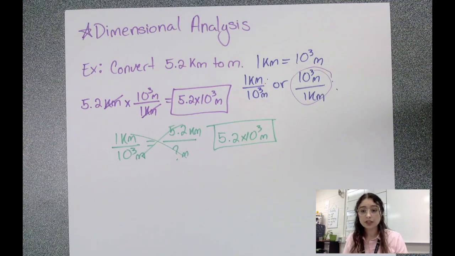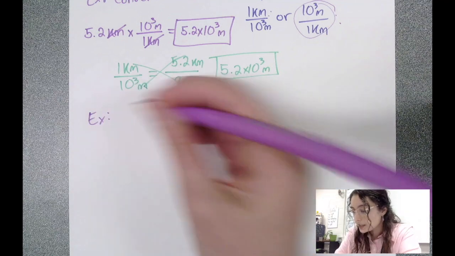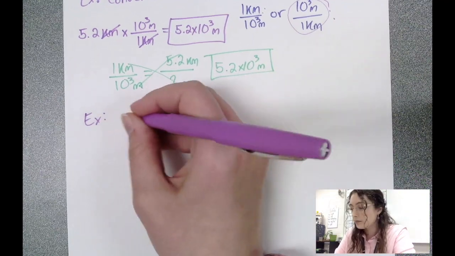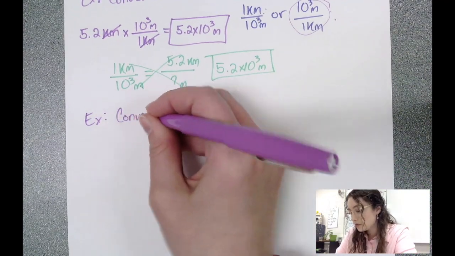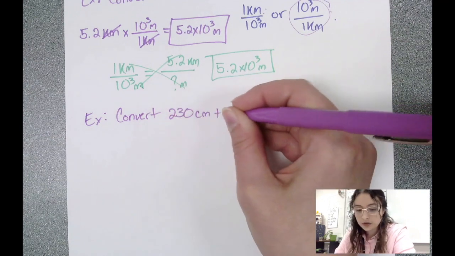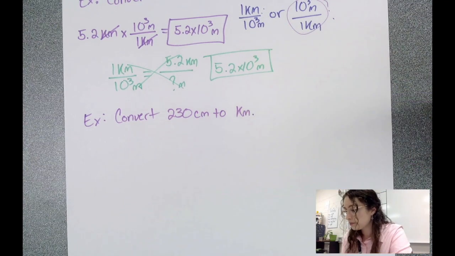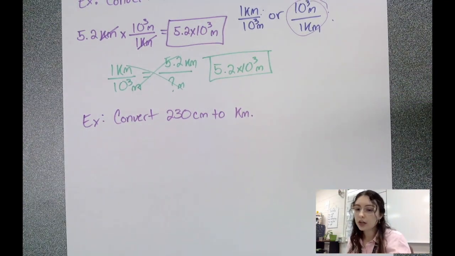Let's do some more examples. Let's say we have something a little bit more complex. Let's say they ask me to convert 230 centimeters to kilometers. Well, if we look at our chart, we don't have a straight conversion factor between centimeters and kilometers.